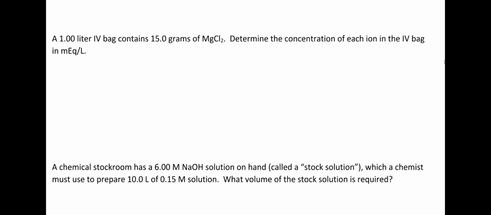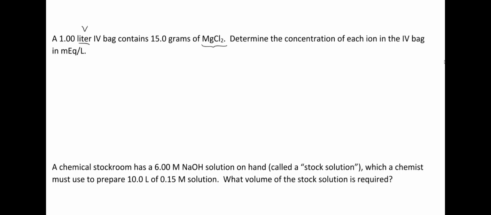Since the question says we want the concentration of each ion, we're going to need to break that into 2 separate problems. One for the magnesium ion and one for the chloride ion. Again, let's go to our notes view. So let's begin by finding the molarity of these solutions. So we're given 1 liter as the volume, and we're also given 15 grams.